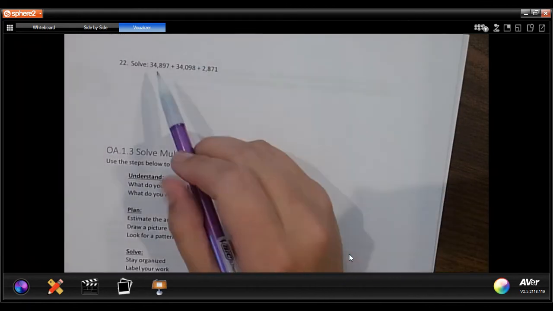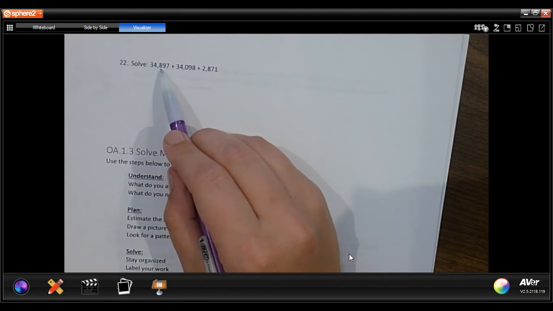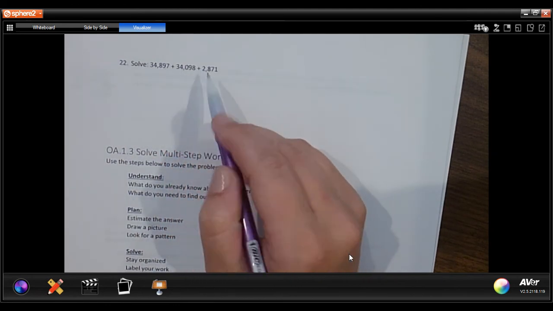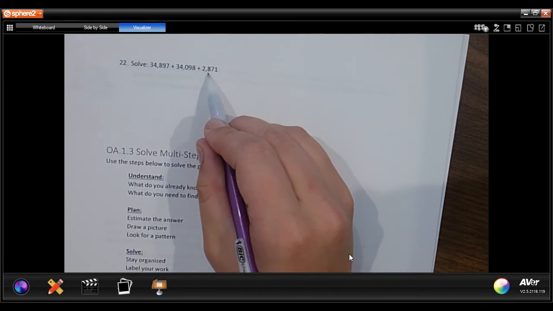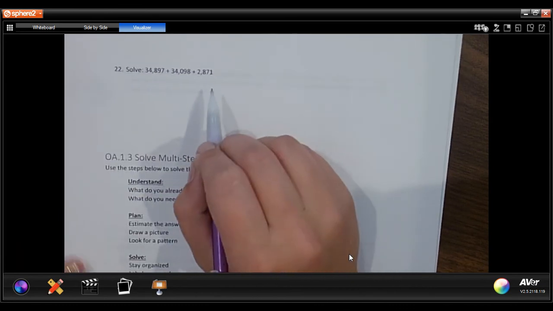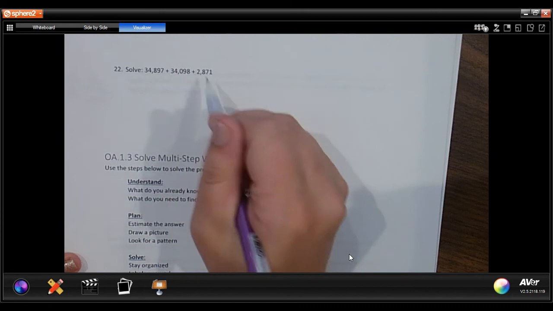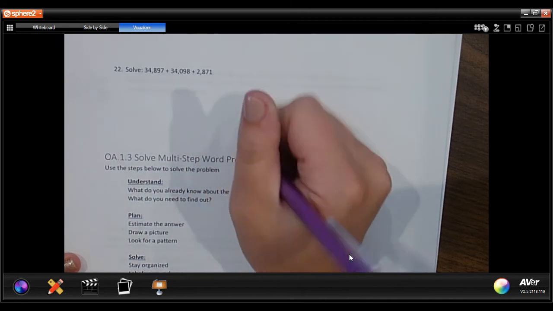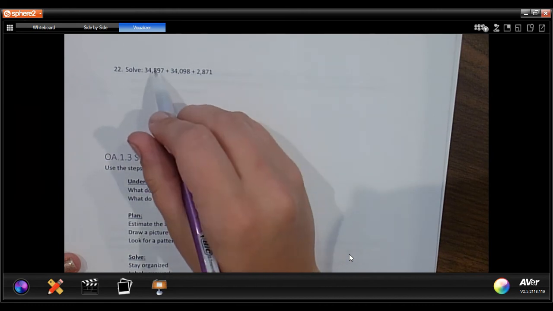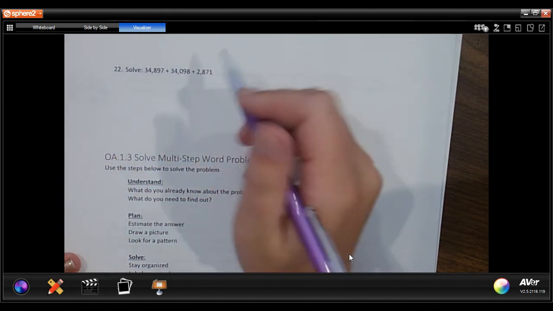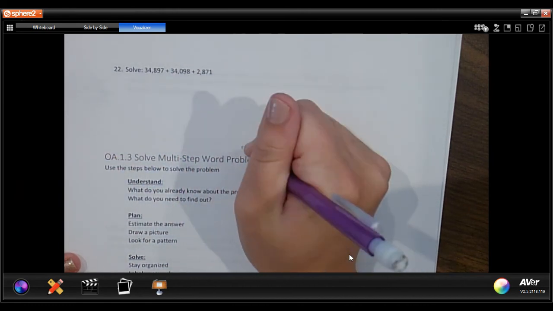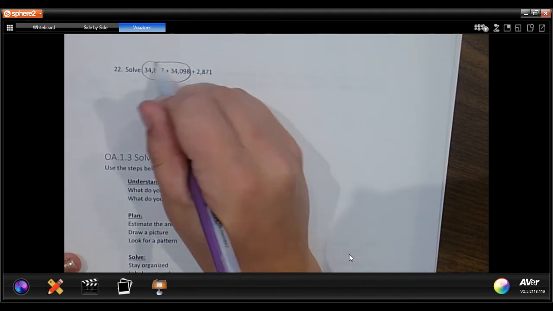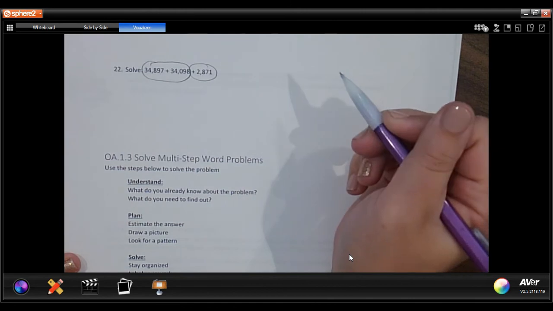Lastly, we're going to do 34,897 plus 34,098 plus 2,871. So when you do these problems, you could either line all three of these up and add them all together, or you could start with these two and then add it to this one.